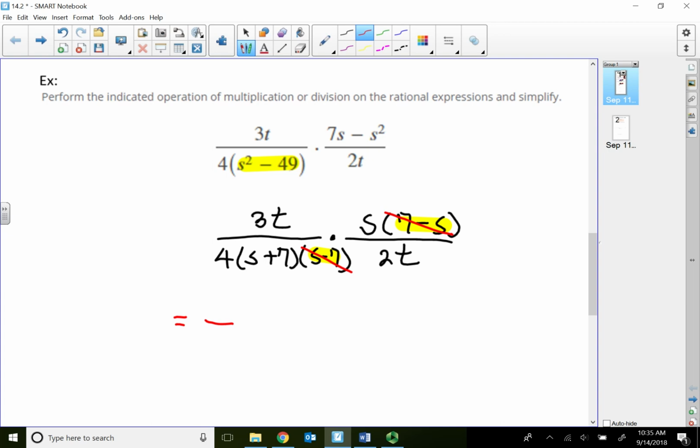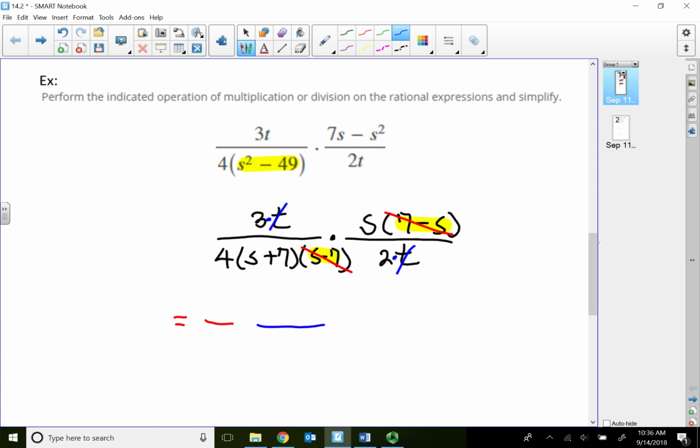All right, what else can I factor out? Top and the bottom, what else can I cancel out? Remember, 3t means 3 times t. This is 2 times t. So the factor of t on the top and the t in the bottom can also cancel out. So the only thing I have left on top is 3 times s.